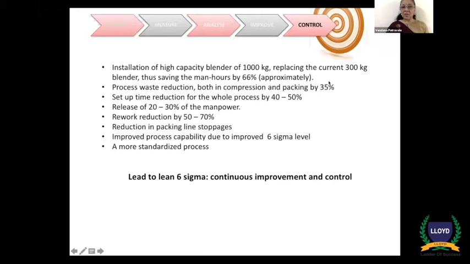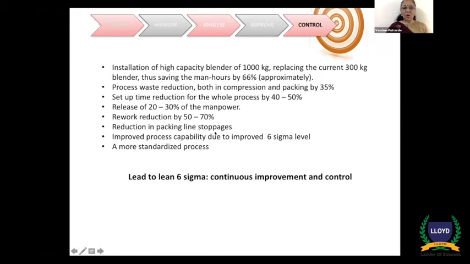They reduced the waste, both in compression and packaging, by 35%. They released 20 to 30% of the manpower. Even if that can be done, this manpower can be utilized for other purposes. And that again is beneficial to the company. Rework reduction by 50 to 70%.